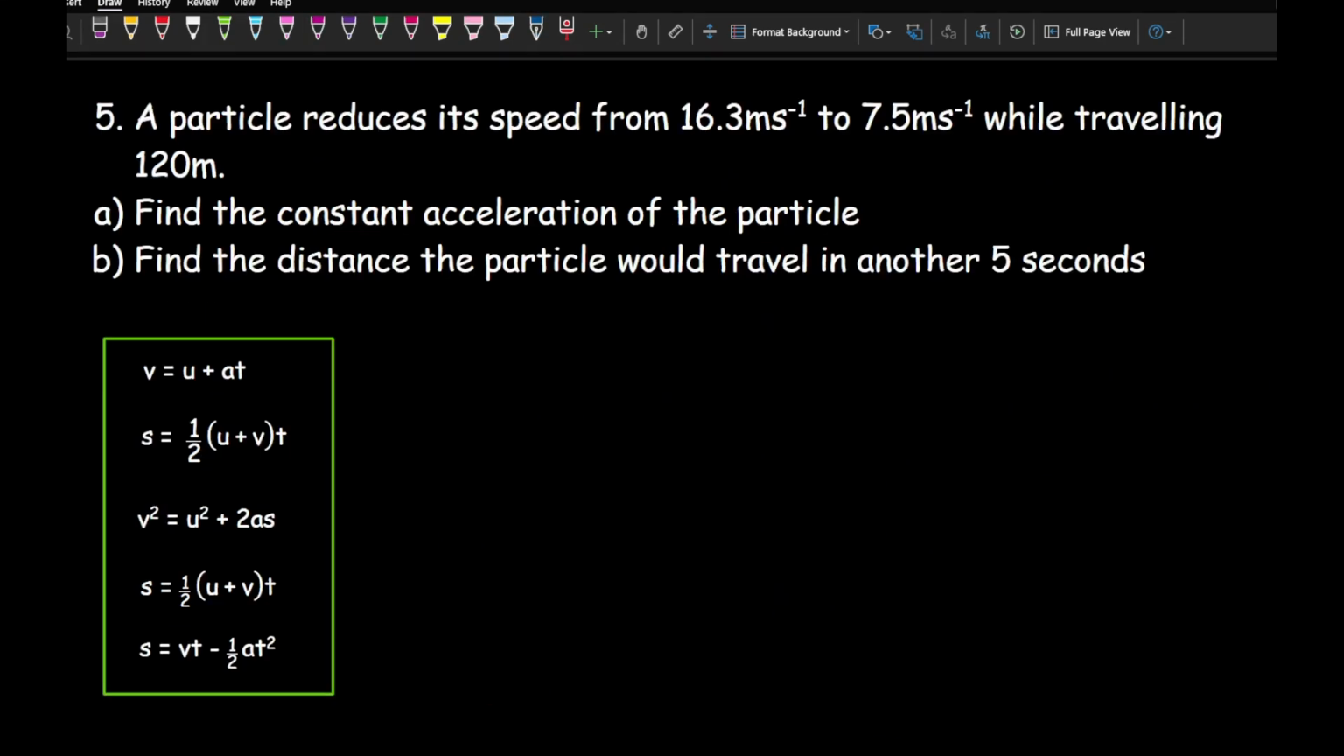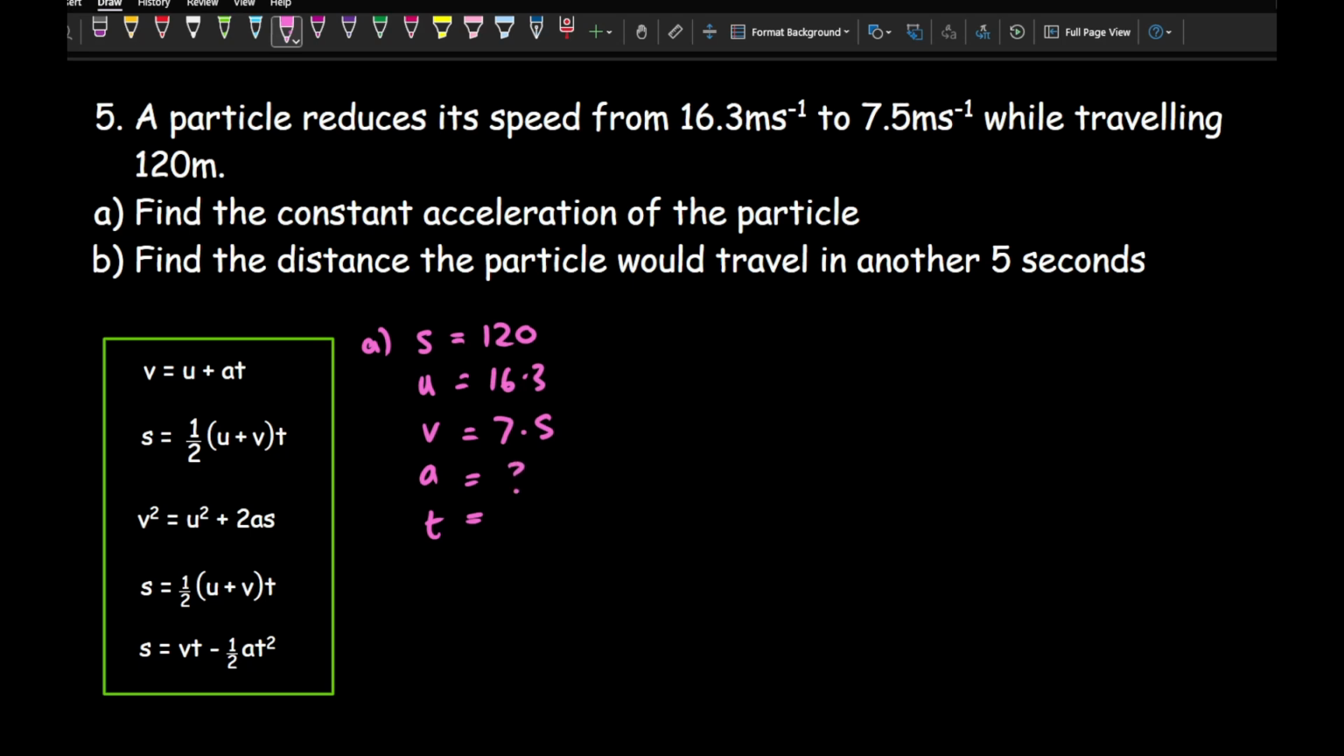So moving on to our fifth example, it says a particle reduces its speed from 16.3 meters per second to 7.5 meters per second while travelling 120 meters. For part A, it's asking us to find the constant acceleration of the particle. So this question is very similar to our previous one. So first of all, like always, let's start by writing our SUVAT to help us establish which formula we're going to be using. So here we know that displacement is 120, u is our initial velocity, which is 16.3, our final velocity is 7.5, and what we're trying to find is the acceleration.